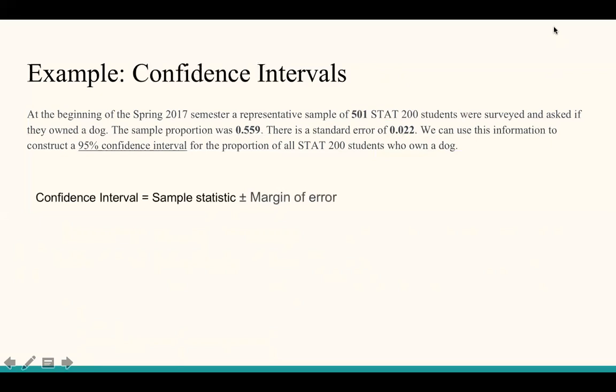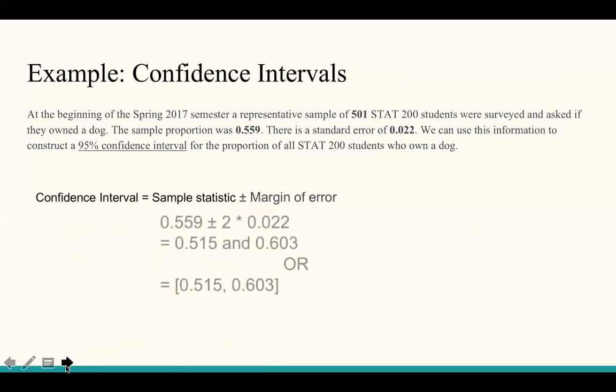So we pull up that formula again. Confidence interval equals sample statistic plus or minus margin of error. And we're just going to plug in our numbers. First, starting with our sample statistic, we have a sample proportion of 0.559, which goes into our sample statistic slot. We keep the plus or minus sign. Since we have a 95% confidence interval, our multiplier would then be 2. And then we multiply that times our standard error of 0.022.